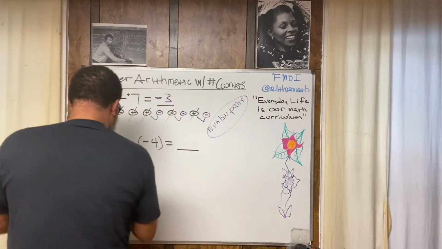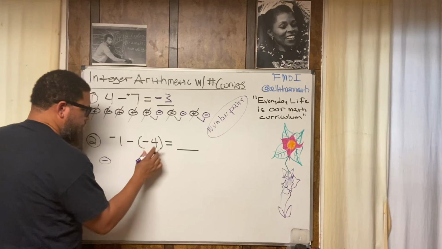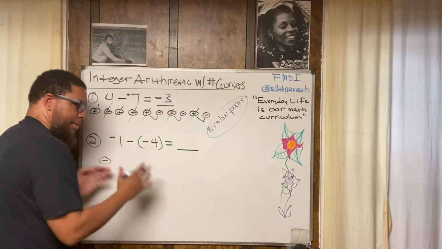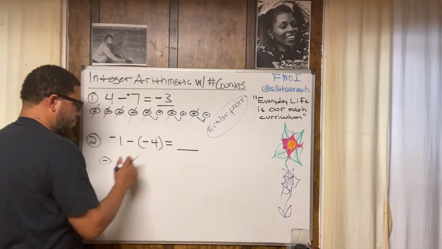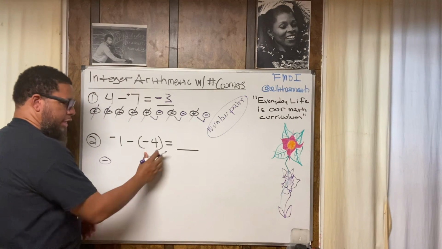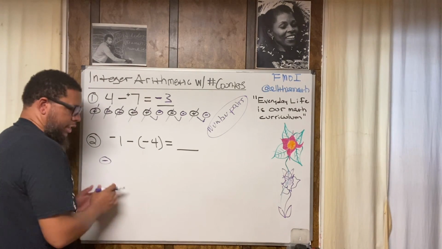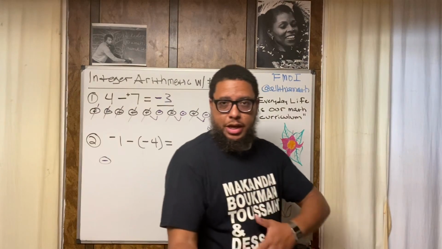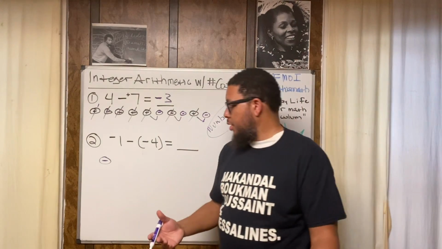All right? So what I'm going to do is this. I'm going to do 3 negatives. And again, why am I doing only 3 if it says 4? Because I already got 1. I need to take away 4, so I need 3 more negatives, because 1 and 3 gives me my 4, right?